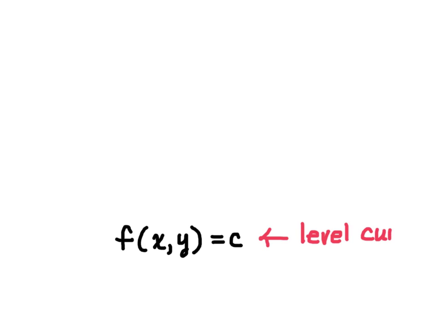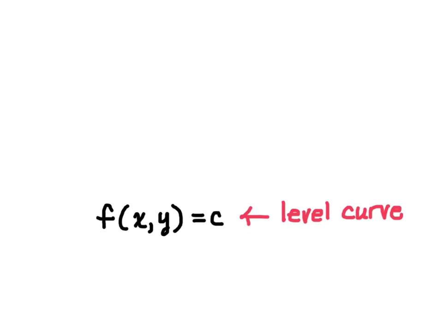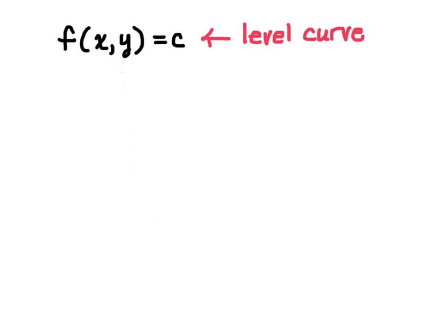When we have a function f of two input variables, y and x, if it's equal to a constant, then we call this a level curve. The graph of f is also called a surface z, which is equal to f of xy.